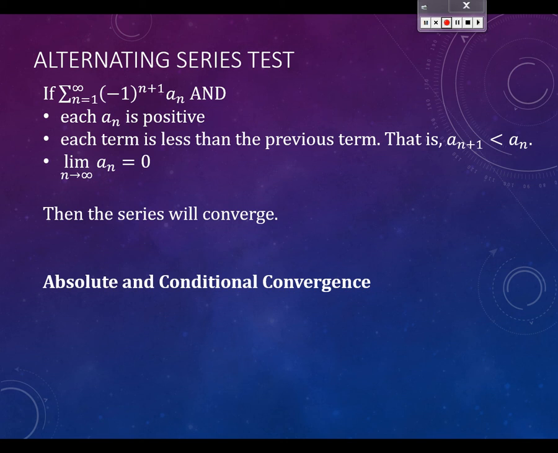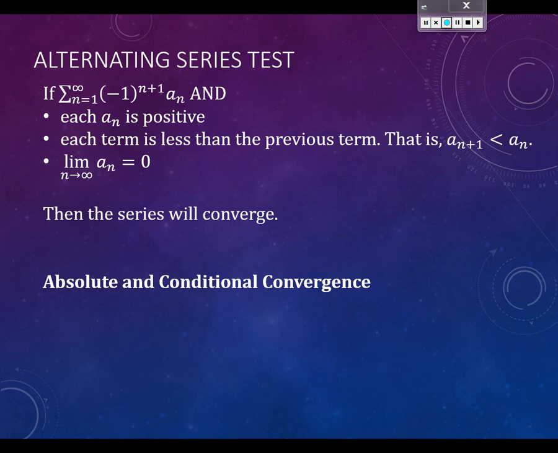Do you know how to do a sum on your calculator? Do like 1 to 100 and see if you get close to ln 2. Well, you can't have n equals 0. So I don't know. Play around with it.